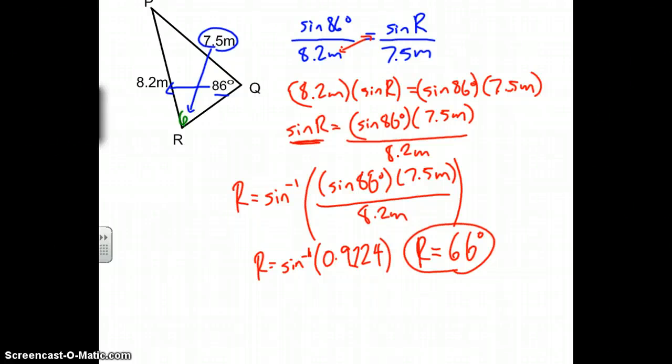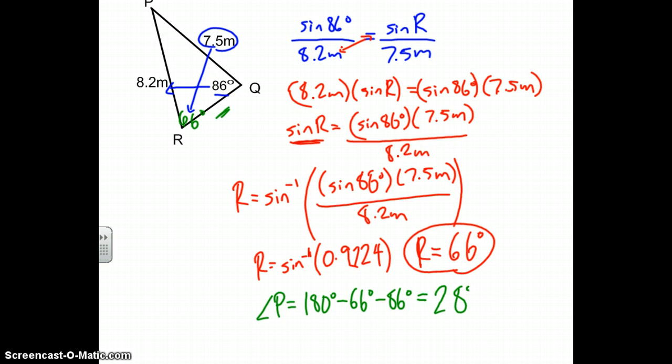Now, if R is 66 degrees and we want to find angle P, we could do the same thing using the sine law. Well, actually we couldn't, because we don't have this side. So what we need to do is realize that it's a triangle, and a triangle is 180 degrees. So angle P equals 180 degrees take away 66 degrees, take away 86 degrees. We do all that, and it works out to be 28 degrees. So angle P is 28 degrees.